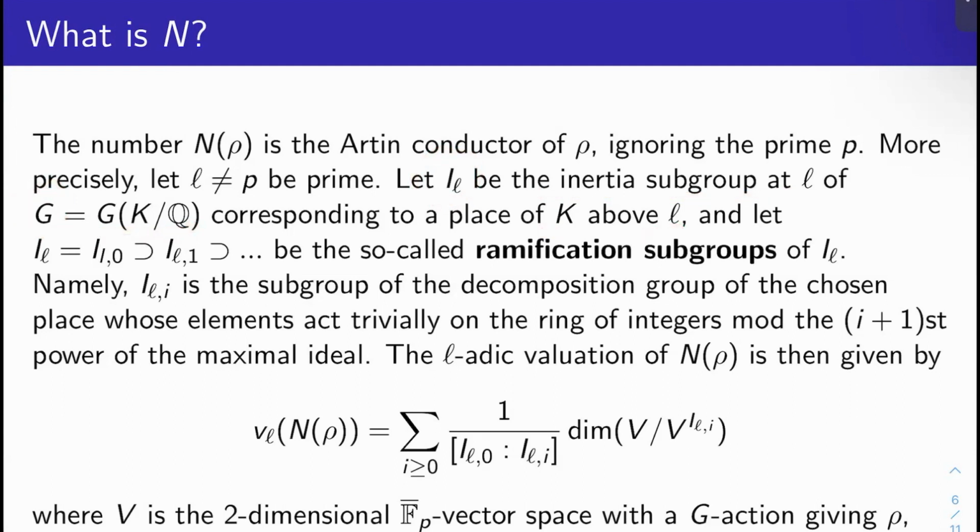Okay. And let's filter I sub l by its ramification subgroups I sub l i. Okay, so there's I sub l 0, I sub l 1, and so on. What are these? Well, I sub l i is the subgroup of the decomposition group of the chosen place above l whose elements act trivially on the ring of integers mod the i plus first power of the maximal ideal. So what is I sub l 0? It's elements in the decomposition group that act trivially on the ring of integers mod the first power of the maximal ideal. Well, what's the first power of the maximal ideal? It's the residue field. And so we recover the usual definition of I sub l. Okay, so by bumping up these powers of the maximal ideal, you get the ramification subgroups of I sub l.